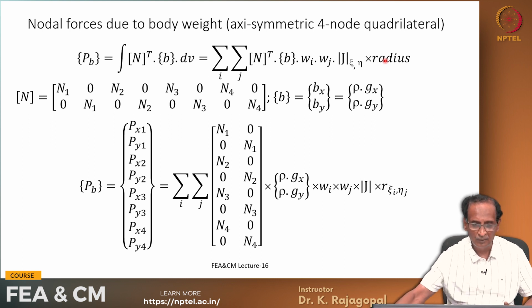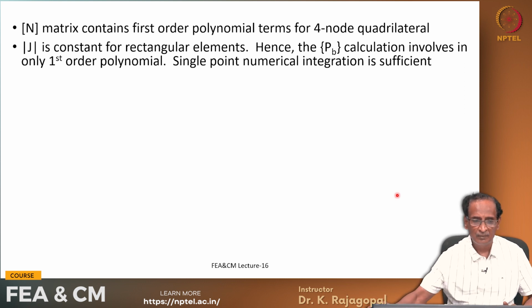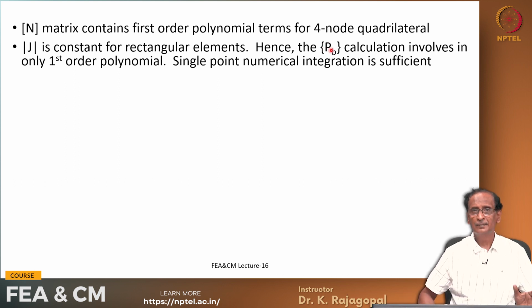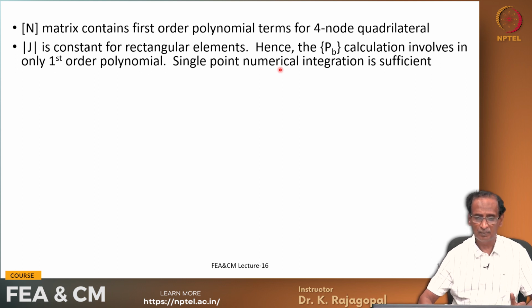So, our equation will be like this. Everything is the same except here we have the radius evaluated at xi i and eta j. And so the N matrix is a first order polynomial for the 4-node quadrilateral, and if our element is rectangular, the j is constant. So, the calculation for the force vector is only a first order polynomial, and one point integration is sufficient, that is for plane stress and plane strain.